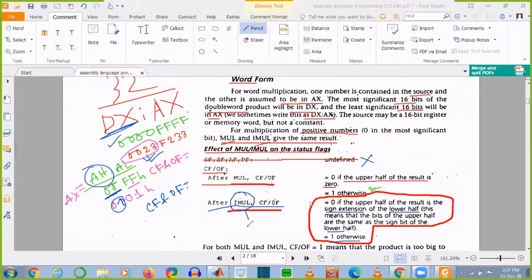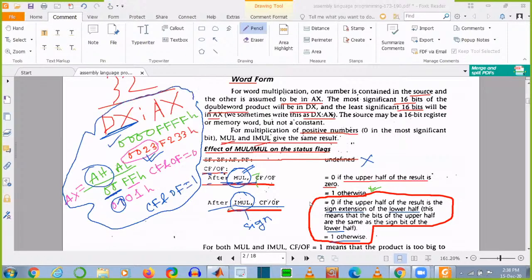The rules of sign multiplication are different, and unsigned is the unsigned multiplication. In that case, the rule is also different. So these are the rules. Whatever rules we have discussed here are for unsigned multiplication. These rules are applicable only to the unsigned multiplication. And the rules we are discussing now are the rules of sign multiplication.